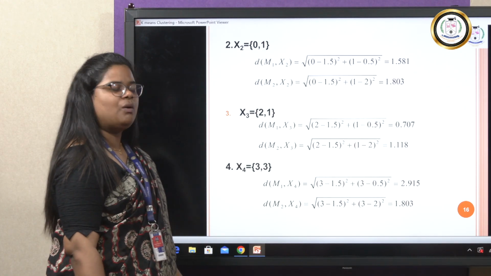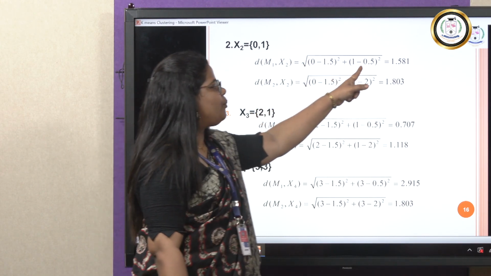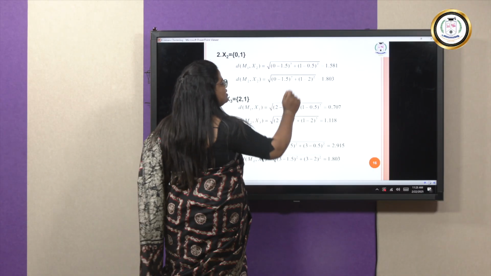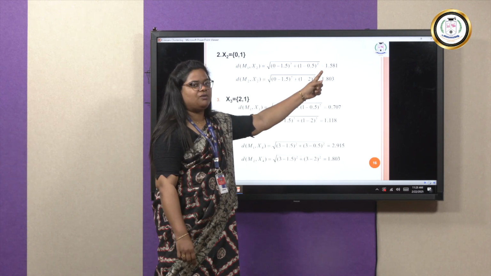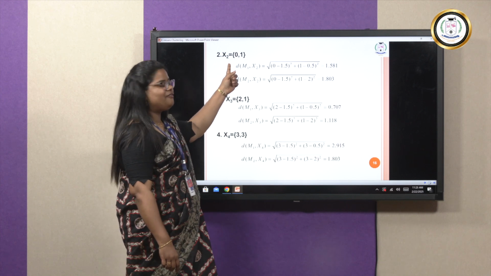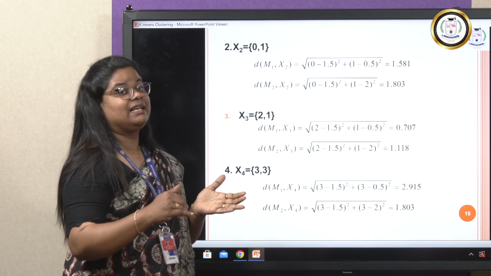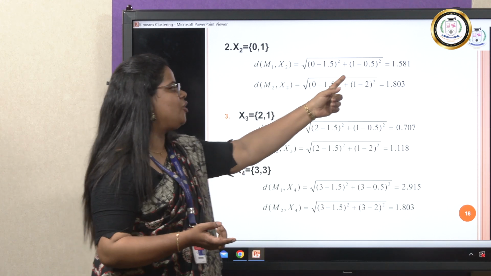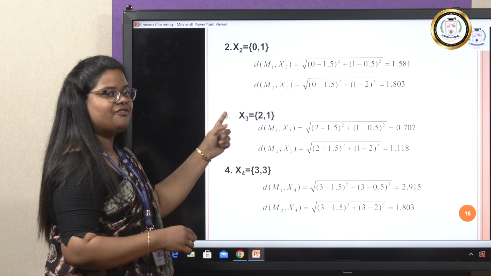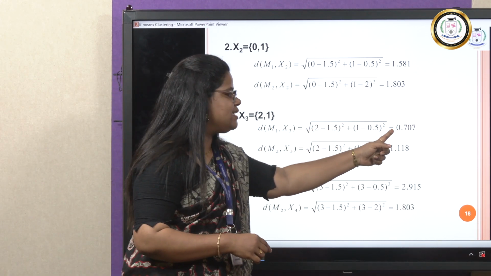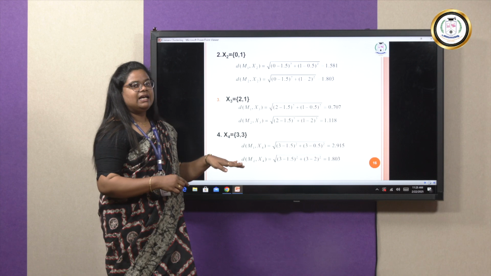x2 we are having the values as 0, 1. So 0 minus 1.5 is the x value for cluster head 1 and 0.5 for cluster head 2. Once you compute this one, you will get the values as 1.581 and 1.803. So consider the value which is less. So 1.581 is less. So the x2 data point will come under cluster 1. So that's the difference. Earlier we had taken x2 under c2. So here when you apply the formula, it has automatically changed to cluster head 1. Correct. So same thing we are doing for x3. We are finding the distance of x3 with m1 and m2, and we got the values as 0.707 and 1.118. So when you compare this one, this is the least distance. So x3 also will come under cluster head 1.